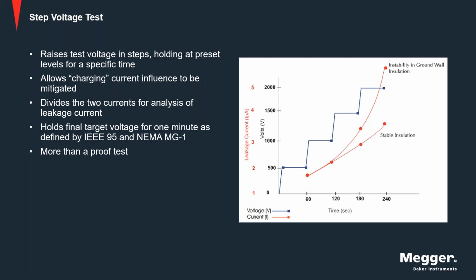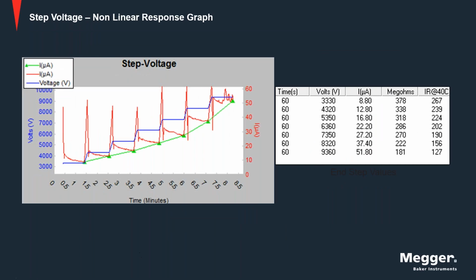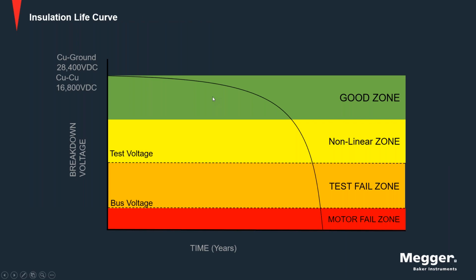The hardware is still looking for any kind of current rapidly increasing, or detecting arc. And it's more than a proof test. Here we're looking for non-linearity indications. We see one here, and we see that unstable current at the end. A non-linear zone would be a little bit higher than the test fail zone, and of course, both are higher than the motor fail zone. So it gives us that heads up. It gives us an early warning that that motor is compromised.